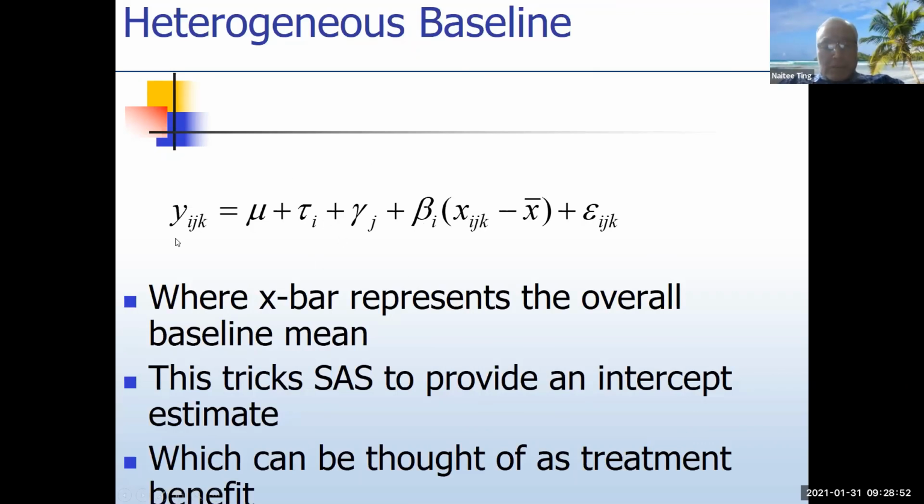So we'll stop here today, and I hope I have given a good introduction about what this ANCOVA model is about in clinical trial analysis. Thank you.